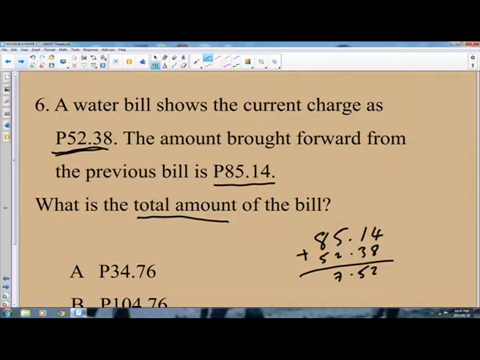8 plus 5 is 13. So the charge is 137.52. You check. Do you have 137.52?